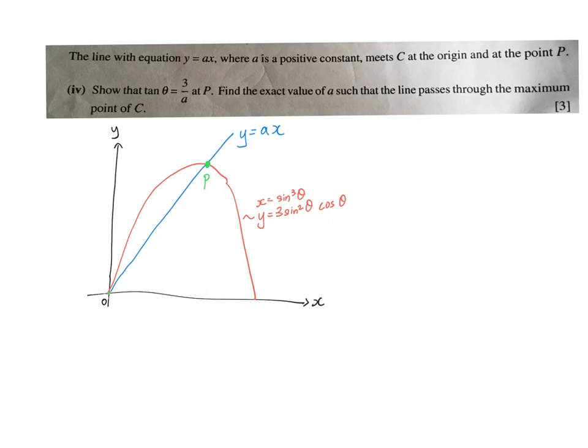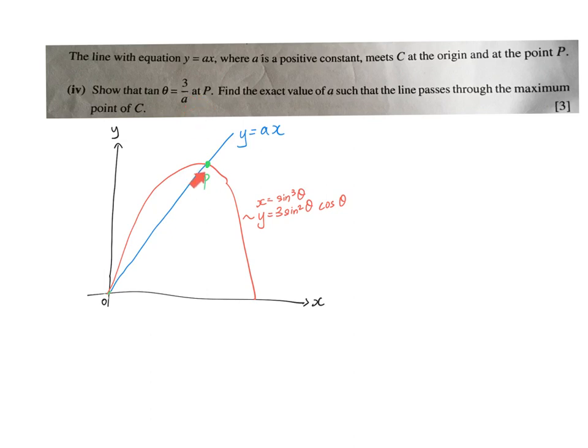So I want to show that tangent theta is equal to 3 over a at P. Okay, so I have the line with the equation y equals ax, and a is positive, so it is meant to tell you that the line must slope this way and not downwards. It meets C at the origin and at the point P. So I want to show that tangent theta equals 3 over a at the point P.